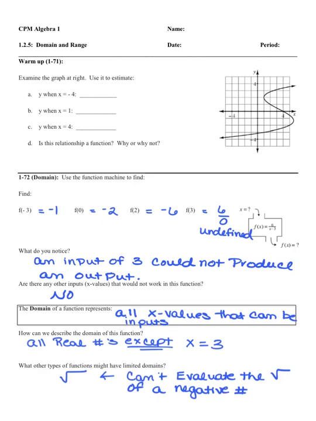Okay, 6th period Algebra 1. In this video, I am going to help you finish your notes for section 1.2.5 on domain and range.